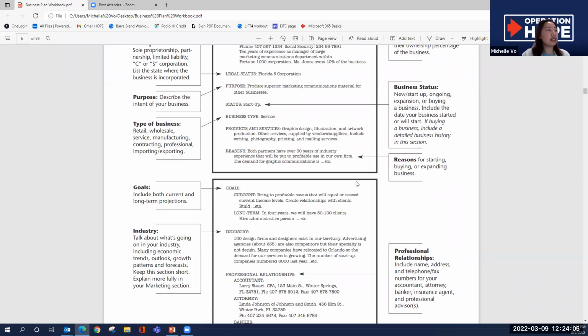And then we're going to go through the reason. Why are you starting your own business? Or are you buying a new business? Why are you buying a new business?